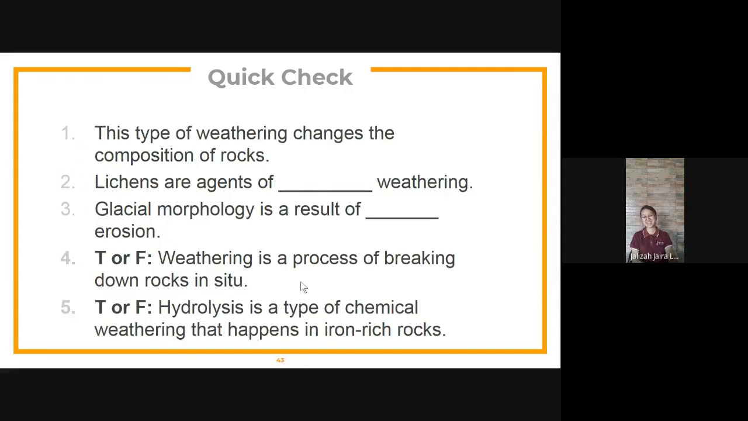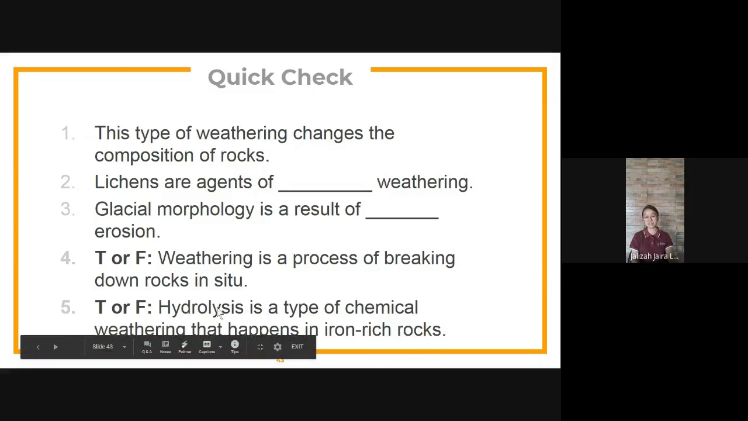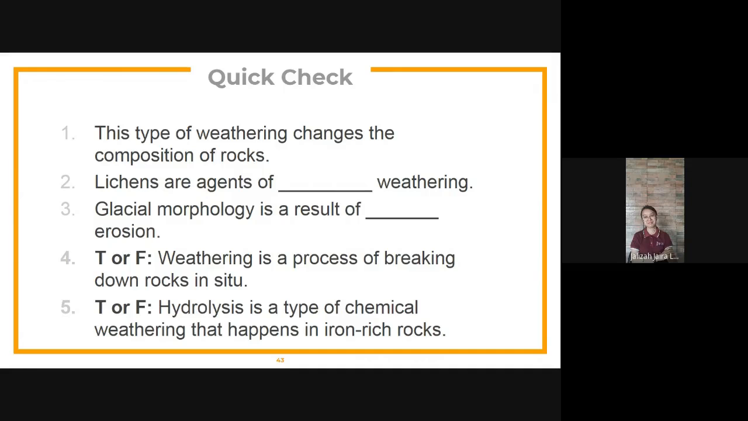Well, true or false? Weathering is a process of breaking down rocks in situ or on site. It's true. Number five, hydrolysis is a type of chemical weathering that happens in iron-rich rocks. That's false. This should be oxidation.